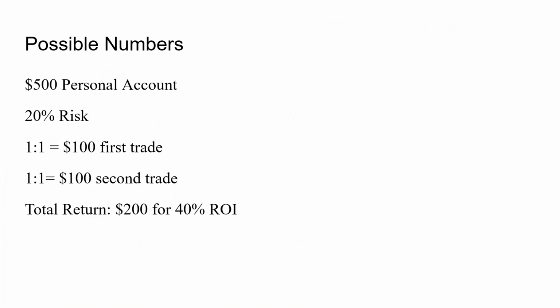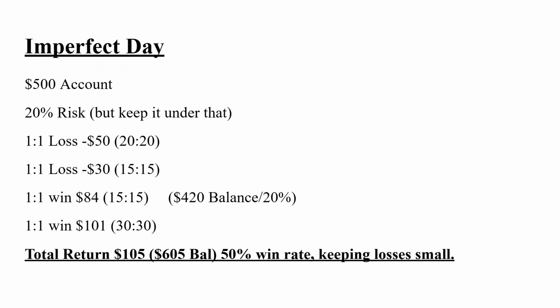Okay, so for some possible numbers, like I said, if you had a $500 personal account, if you were taking 1-to-1s, if you had a perfect day, you risk a couple trades. You can typically get about 2 good 1-to-1 trades on a candle 3. That's 40%. It's 40% you can make. If you just have a great day, you can get 40% on a good day trading this method, trading 1-to-1s, not 1-to-3s, not 1-to-5s. Okay, 1-to-1s. That's realistic.